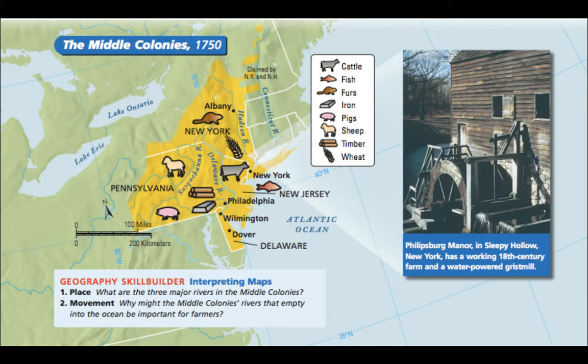Iron, wheat, timber, and then all of these other animal type products, cattle, fish, fur, pigs, and sheep, that they could send across seas if they needed to, or because they were located along these rivers, they could be sent up and down between the colonies within that region. So they relied more on trade within each other and less on having to ship goods overseas, right?